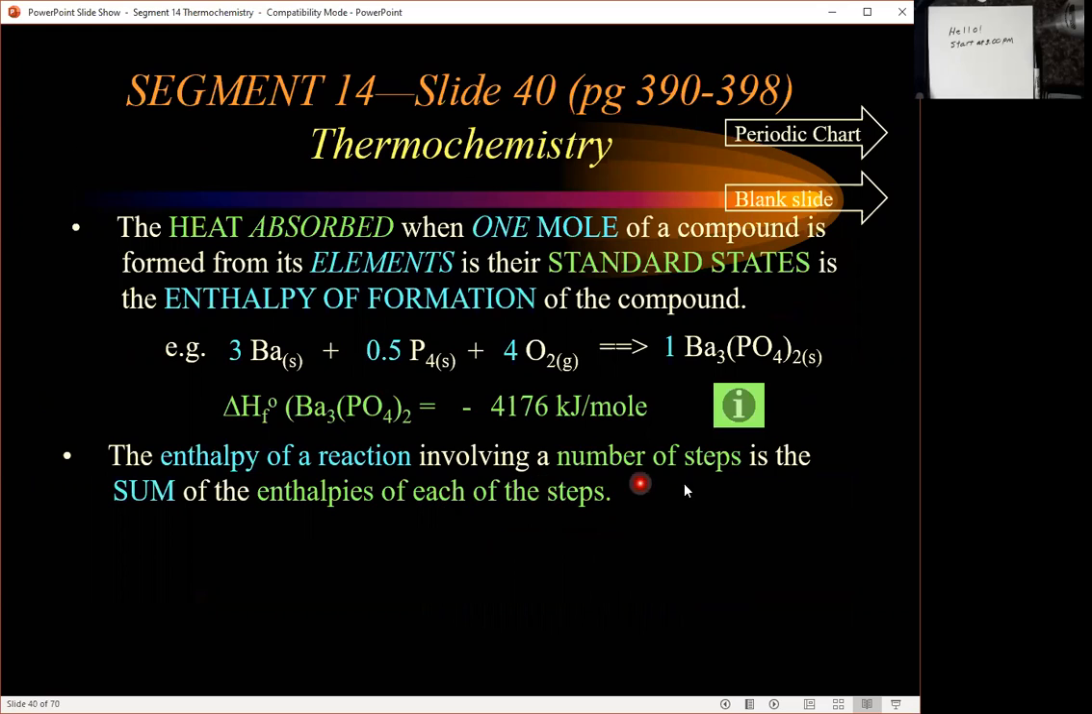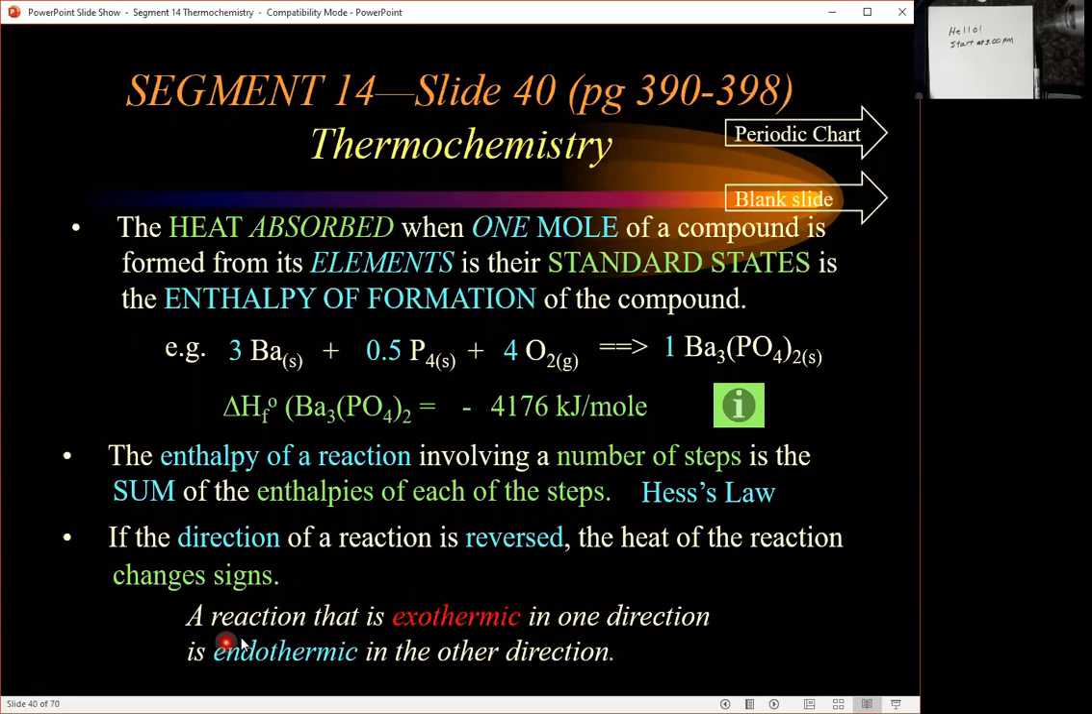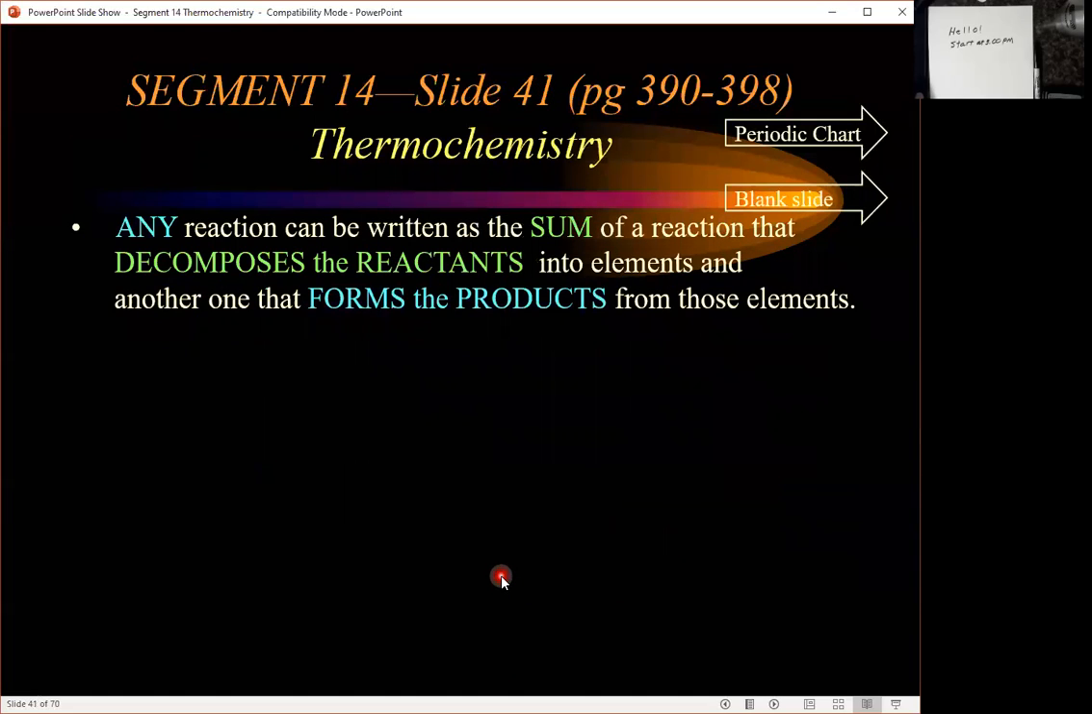Okay, now the enthalpy of a reaction involves a number of steps. The sum of the enthalpies of each step is the enthalpy of the reaction. Hess's law, you just did 2 labs on that. Okay, if the direction is reversed, then the sign of the heat flow is reversed. If a reaction is exothermic in one direction, it's endothermic in the other direction.